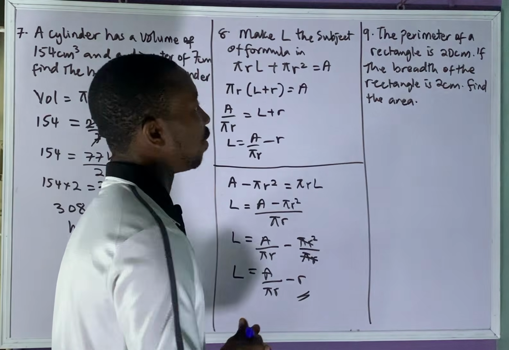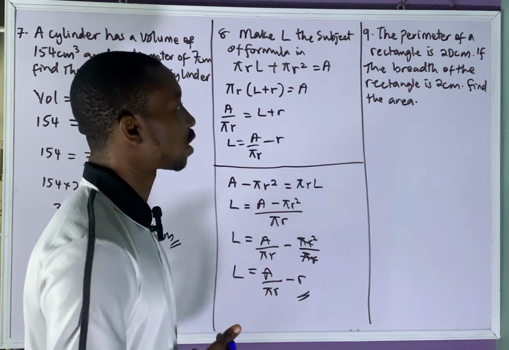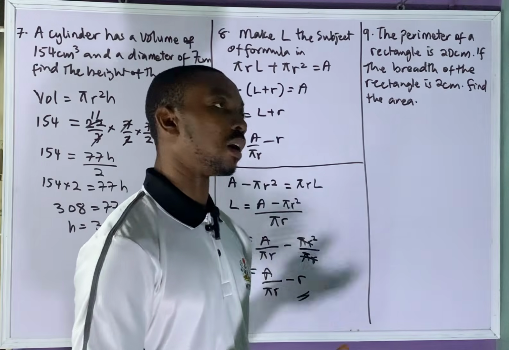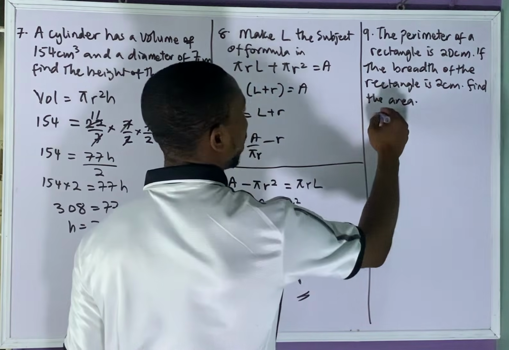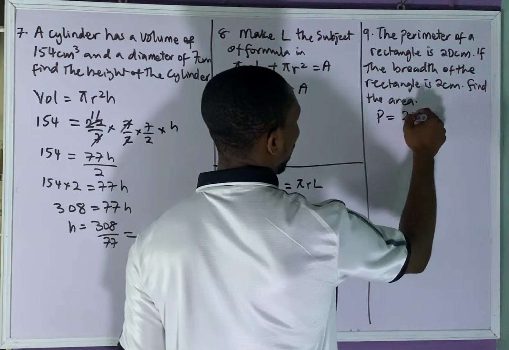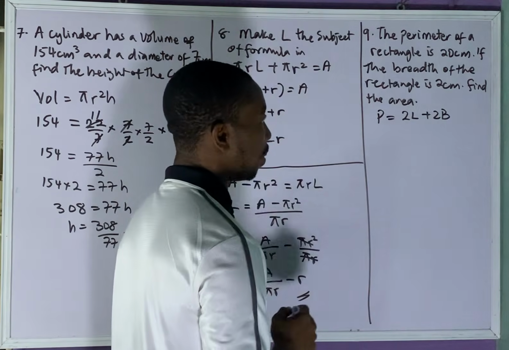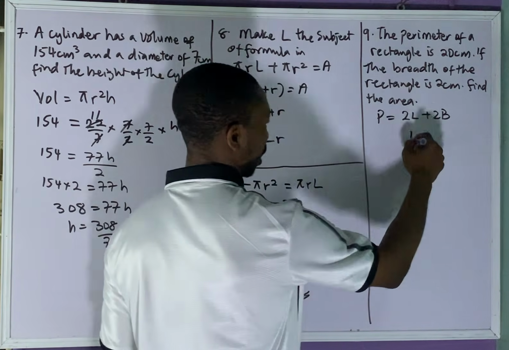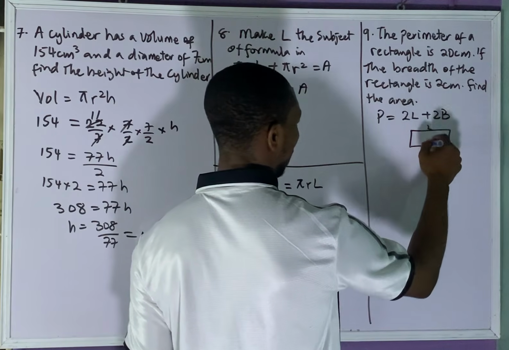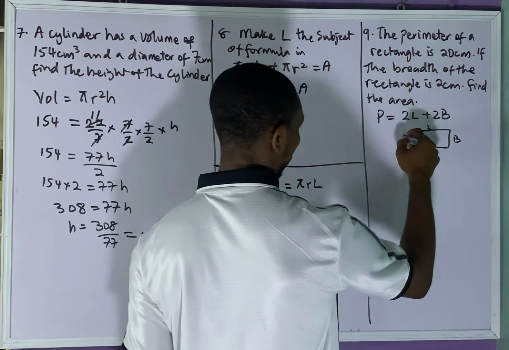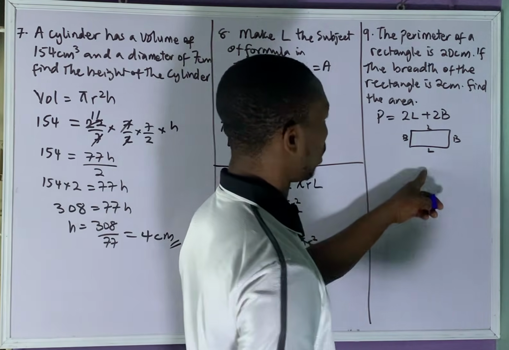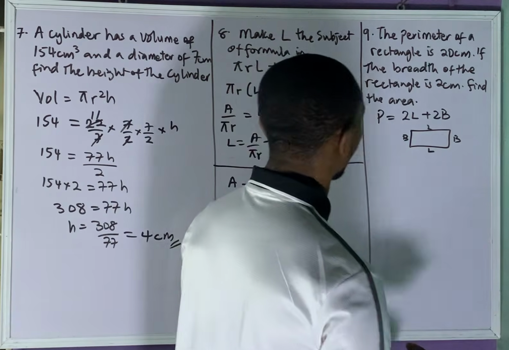Okay, next will be our final question for today's tutorial. The perimeter of a rectangle is 20 cm. If the breadth of the rectangle is 2 cm, we should find the area. Now we know that for perimeter, we have 2L plus 2B. Remember your rectangle, length, breadth. So 2L plus 2B will give us our perimeter.